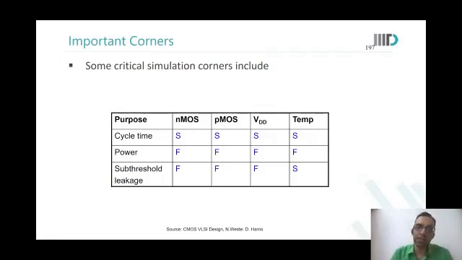Okay, so we just saw that delay is worst when NMOS is slow, PMOS is slow, VDD is low, and temperature is high. Okay, I saw that cycle time. It's just tabulating it in one form. That's it. Okay.